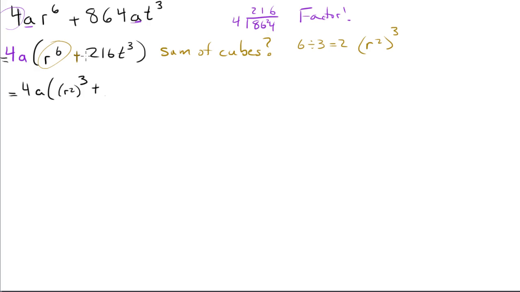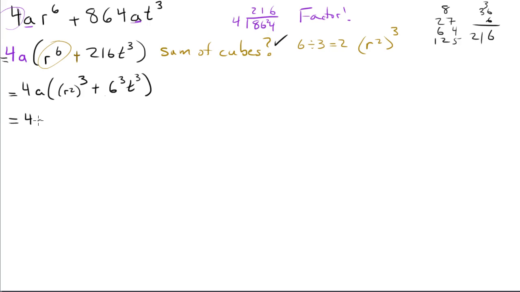Jeez. Let's see here. Cubes go 8, 3 cubed is 27, 4 cubed is 64, 5 cubed is 125. So these do grow pretty quickly. 6 cubed, let's see here, that's 36 times 6. Oh, hey, look, 216. Cool. 6 cubed t cubed. Sweet. It is a sum of cubes.